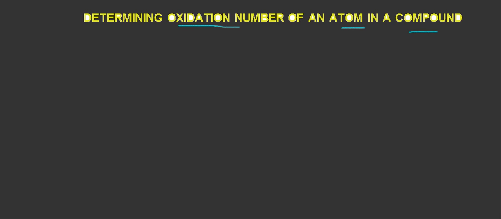Dear student, today we will study how to find out the oxidation number of an atom in a compound. In the previous lecture, we learned some rules on how to assign an oxidation number to an atom present in a compound or in a molecule. Today we will discuss how we can find out the oxidation number in a compound with the help of some examples from your book.